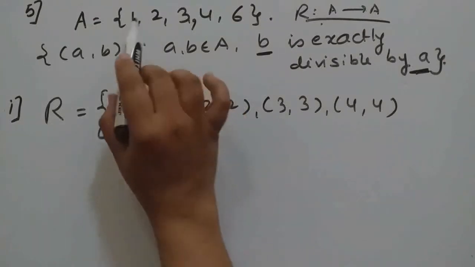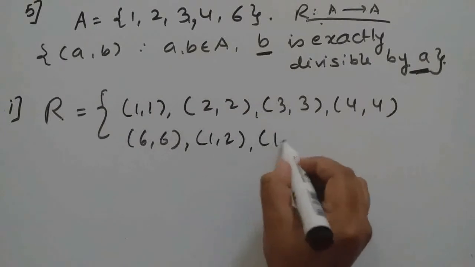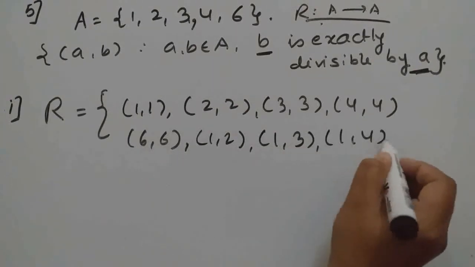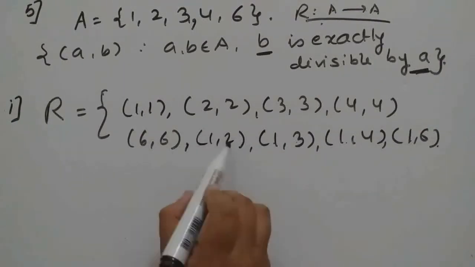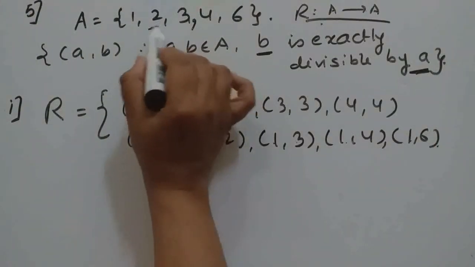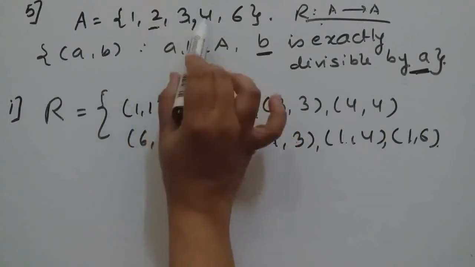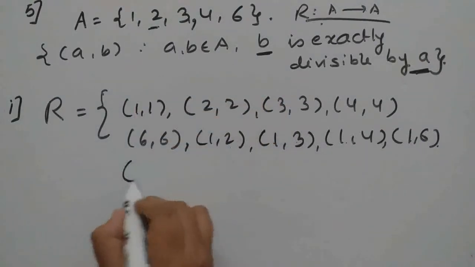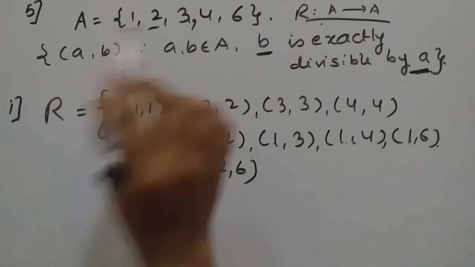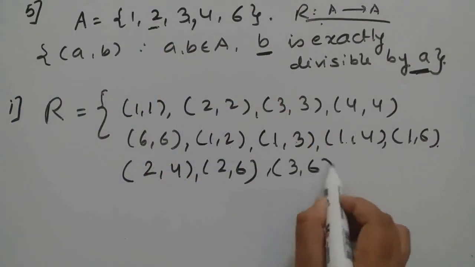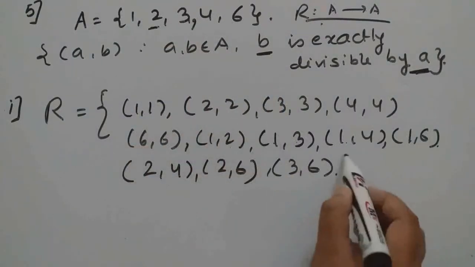Then 1 can divide any number. So (1, 2) can come, (1, 3) can come, (1, 4) can come, (1, 6) can come, isn't it? Now next start from 2. So 4 divided by 2, 6 divided by 2. 4 and 6 are completely divisible by 2. So we can write (2, 4) and (2, 6), isn't it? Then (3, 6) also we can write, because 6 divided by 3 gives 3. So these all elements will come in set R.